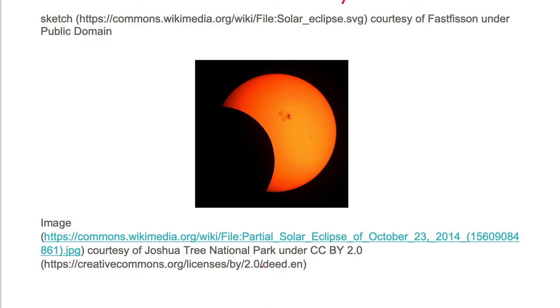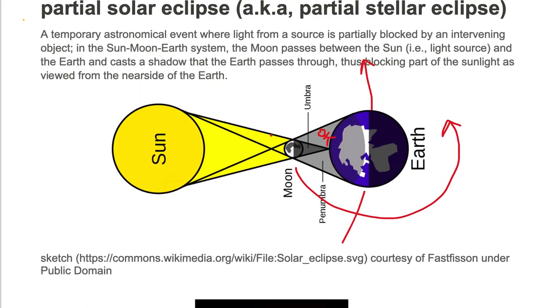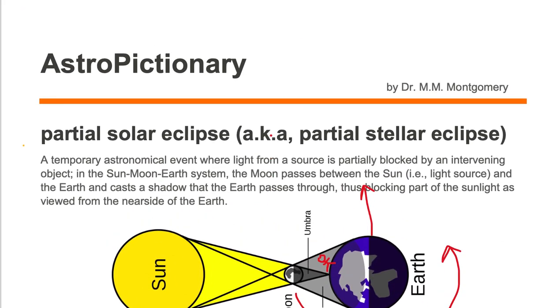From the point of view of the observer, the Moon is passing in front of the Sun, but not all of the Sun will be blocked. This portion, or the top portion of the Sun, will still remain visible, and hence the sunlight is only partially blocked, hence the name partial solar eclipse. This is one example of how you can have a partial solar eclipse from the Earth viewing the Sun with the Moon as the intervening object.